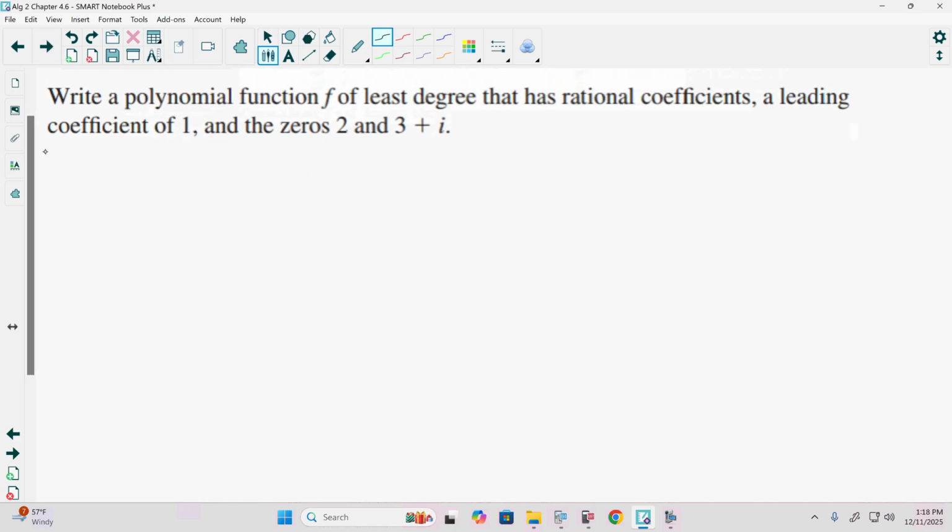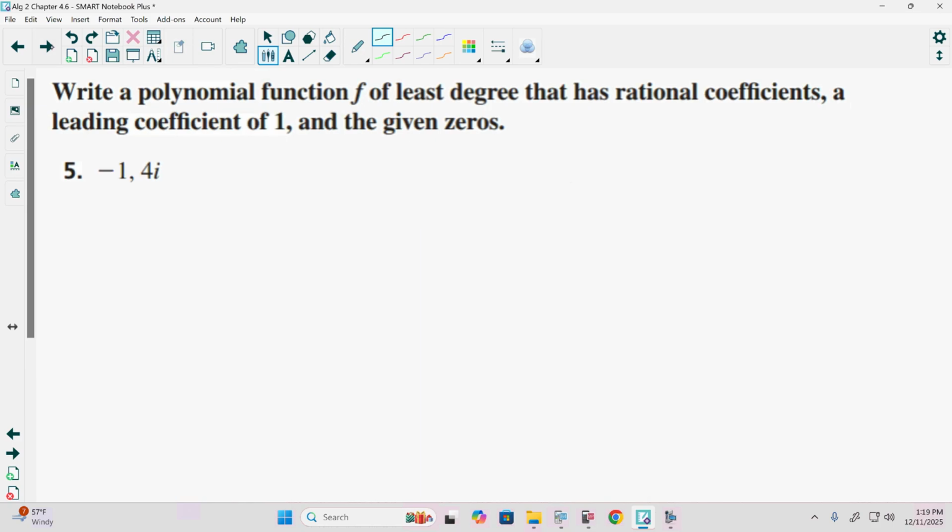Now, in years past, we've done this here. This piece here is just like what we were doing yesterday. It told us to find a polynomial of least degree that has solutions of x equals 2 and x equals 3 plus i. Well, if x is equal to 3 plus i, it also means it has to equal 3 minus i. And we would set them equal to 0, multiply them together, and go through this whole process.